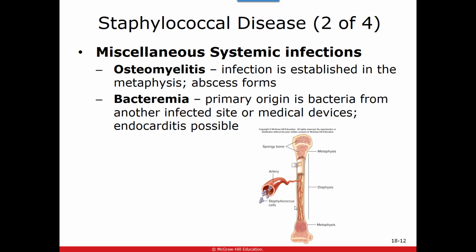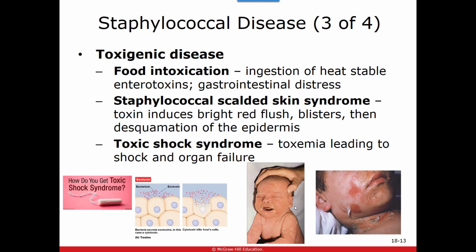Now, some other things that it can cause: food intoxication. If you eat something that has this particular bacteria in it, so you're eating the toxins that it makes, it can give you food poisoning symptoms, the diarrhea, the nausea, the vomiting. One of the toxins that this bacteria makes causes the skin to slough off. So it's called scalded skin syndrome.